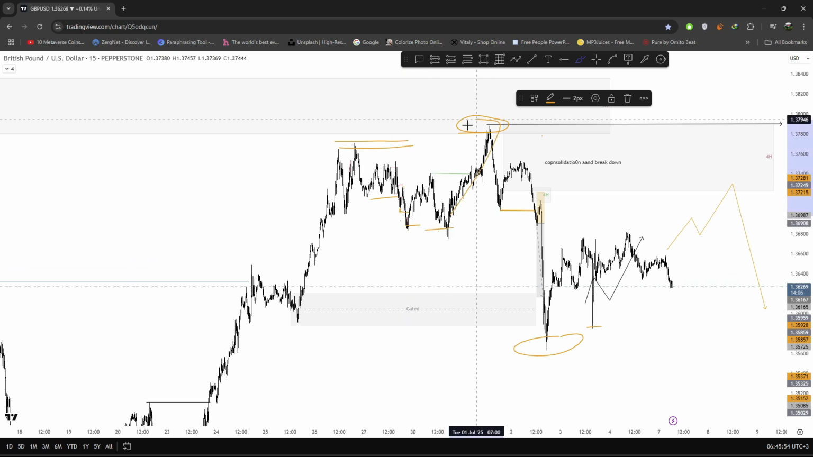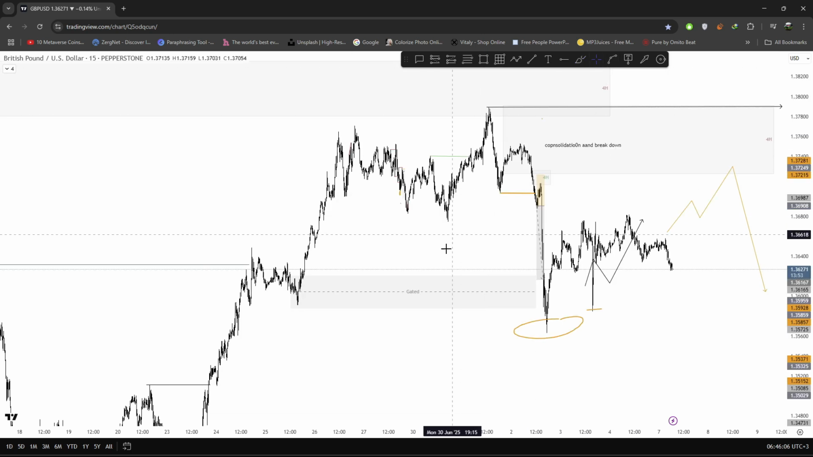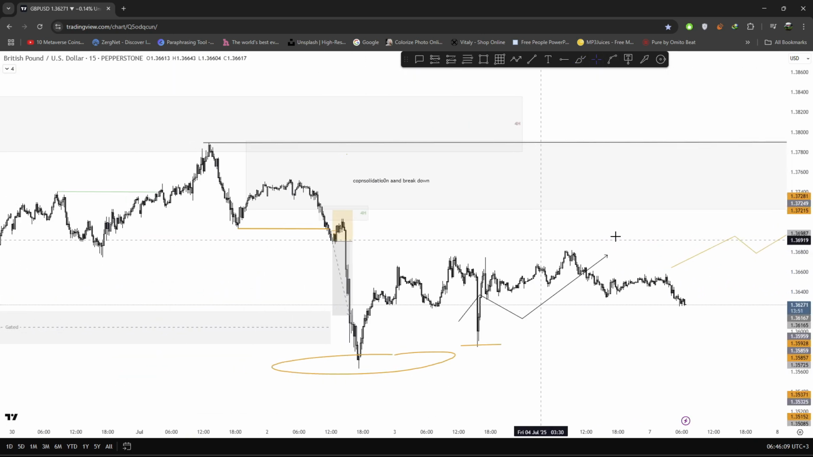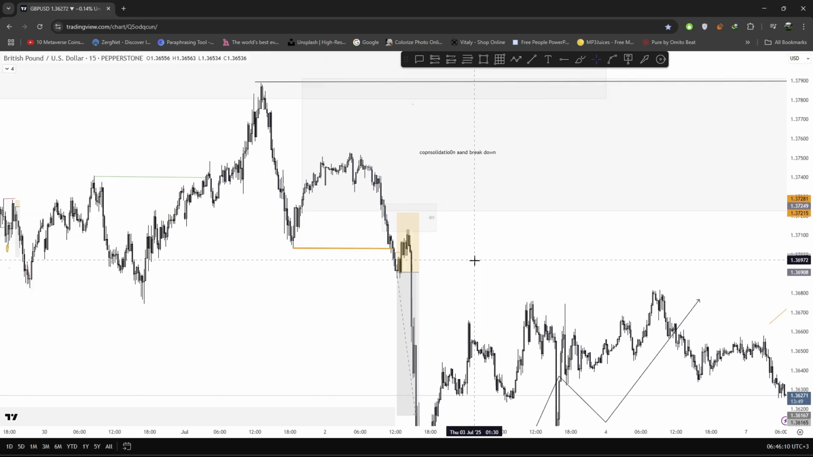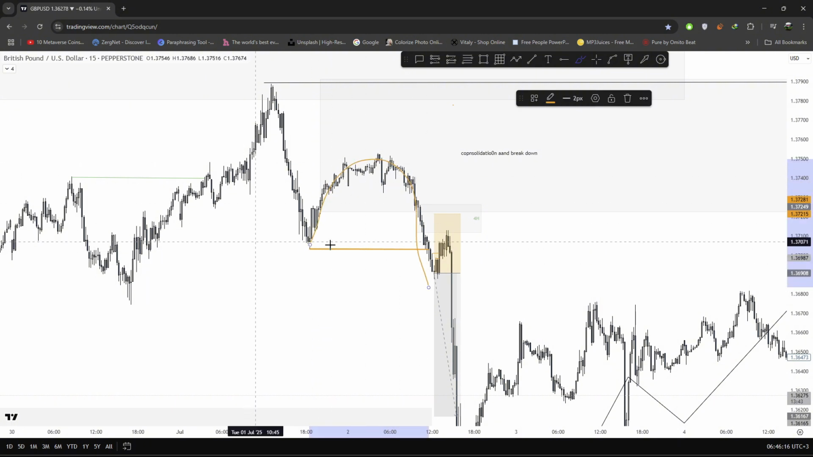So when price came back, liquidated some of these remaining sellers or early sellers, then gave us another correction to the downside. I was now interested in looking to go in for those continuation sells. So then what did I see? I saw that price gave us another swing break of structure right here. This was very aggressive. Nice break of structure there.